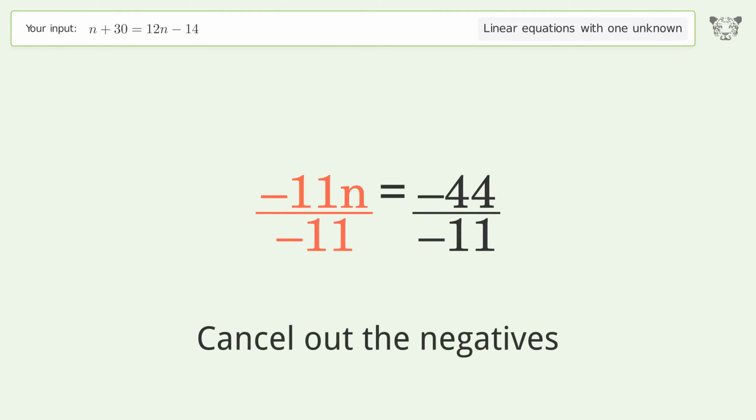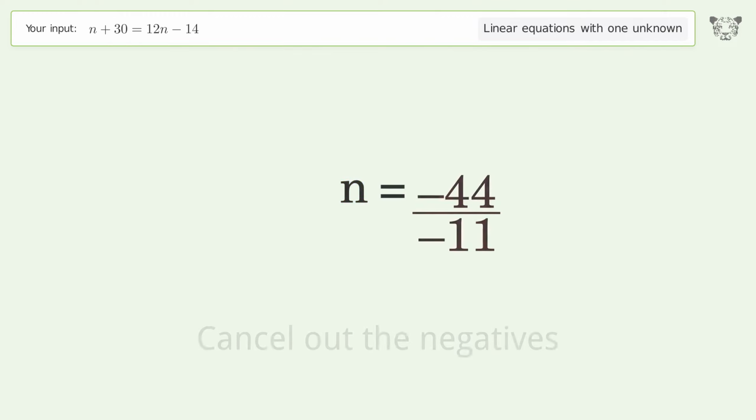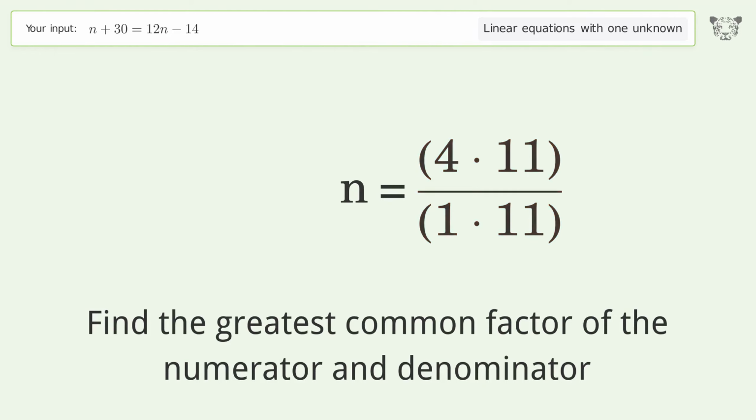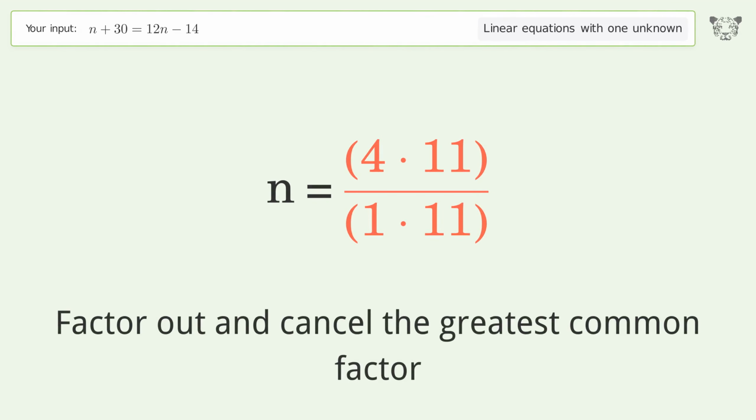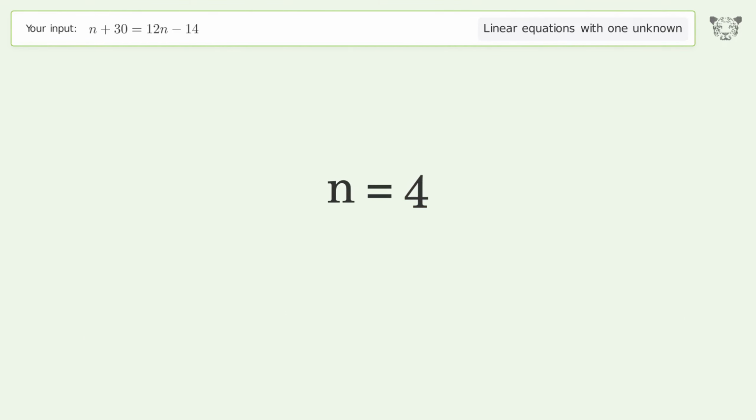Cancel out the negatives. Simplify the fraction. Cancel out the negatives. Find the greatest common factor of the numerator and denominator. Factor out and cancel the greatest common factor. And so the final result is n=4.